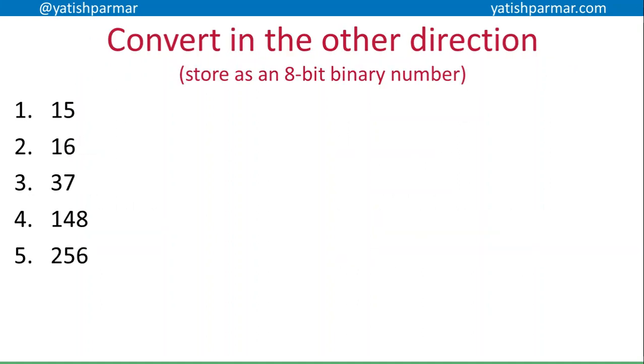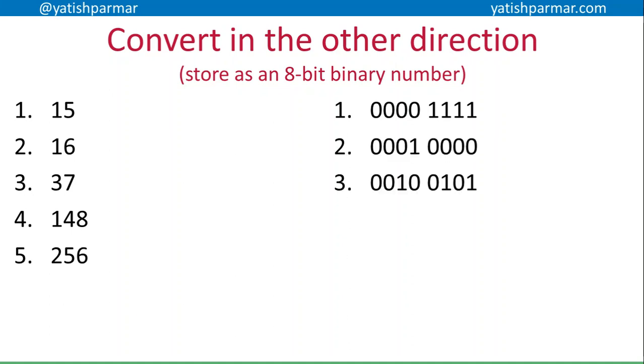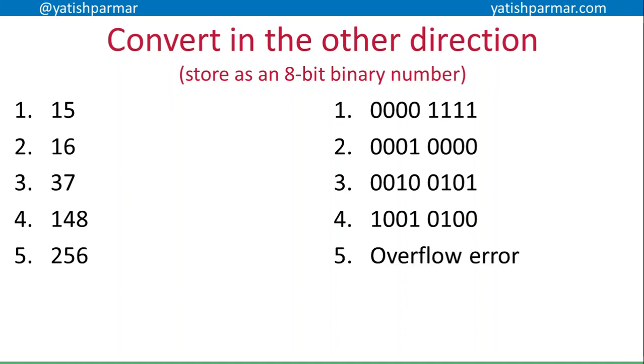And I should be able to flip in the opposite direction and store each of these numbers as an 8-bit binary number. So hit pause, and when you come back, you should have figured it out. That 15 is that, this is 16, 37, 148, and our 256 cannot be stored in an 8-bit binary number. You need 9 bits to store it. Therefore we get what we call an overflow error, because the number is now too large to be stored in the available number of bits.